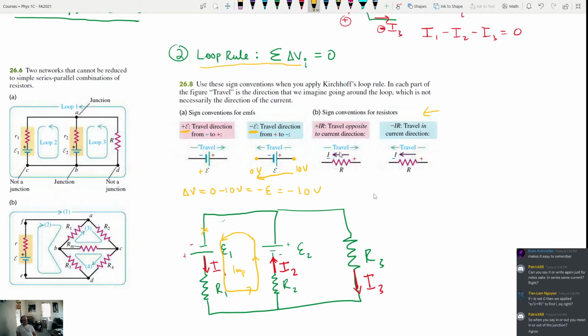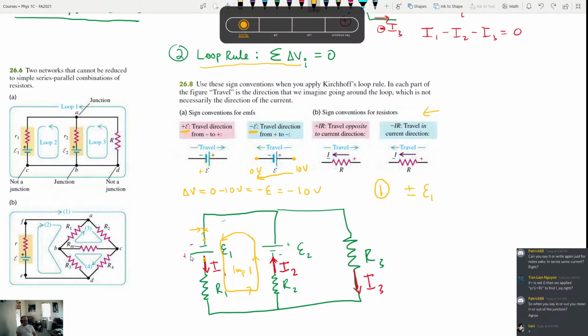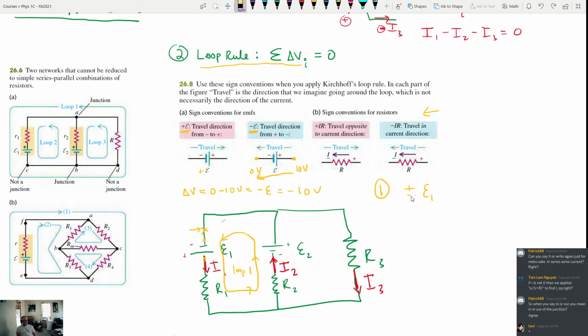So let's use them. I'm going to call this loop 1 right here, okay? And I'm going to write down an equation for my loop 1 right over here to the right. I'm saying that I'm going to start at this location here, and I'm going to go from the negative side of the battery to the positive side of the battery. What do I write down? If the battery has an EMF of E1, do I write plus or minus E1? I'm going in this direction, so I'm traveling in that direction, right? Plus, right? Plus E1. Okay, so let's get rid of that negative.